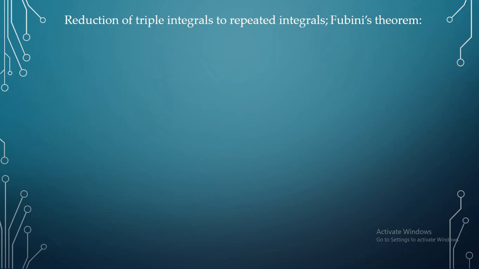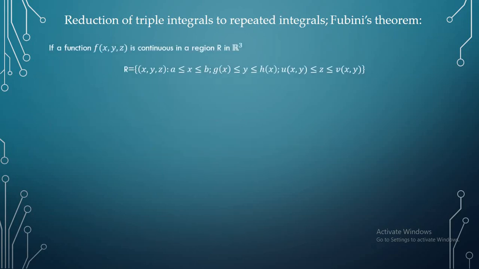Existence theorem means when triple integrals can be converted to repeated integrals, and this is given by Fubini's theorem. Now what does Fubini's theorem say? Suppose we are considering a function f(x,y,z) in a continuous region in R3.